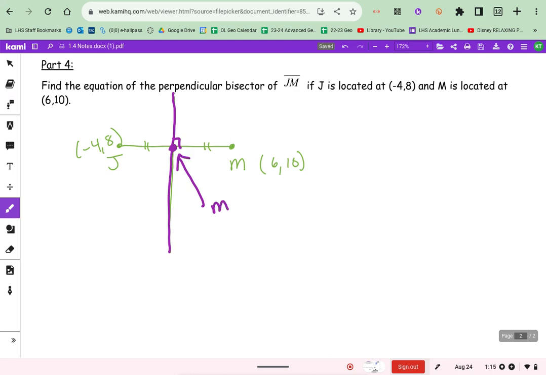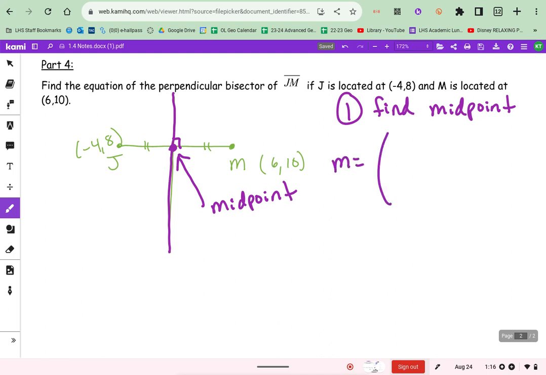Midpoint. Yeah, the midpoint. Okay, so step one is I'm going to find the midpoint, because that's going to be the point that my line has to go through. So I'm going to take those two coordinates and plug into the midpoint formula.